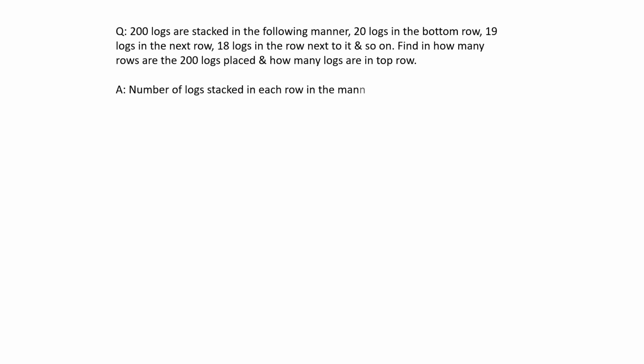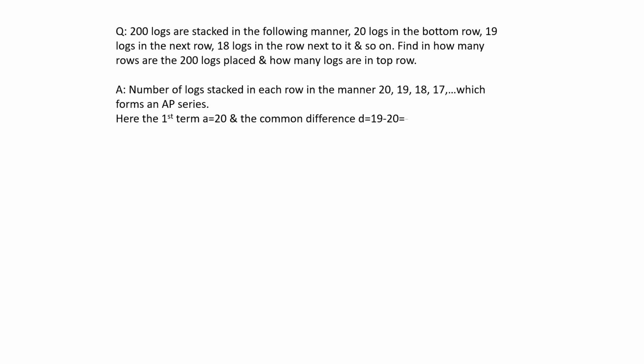The number of logs stacked in each row in the manner 20, 19, 18, 17, and so on forms an AP series. Here the first term a is 20, and the common difference is 19 minus 20, which is equal to minus 1. Let the number of rows be n. So Sn is 200, because the total number of logs is 200.